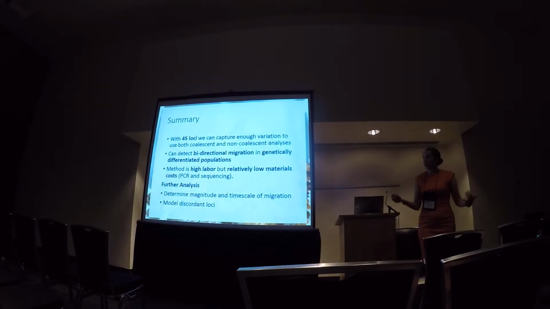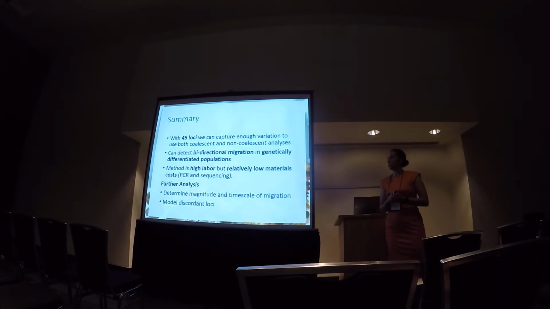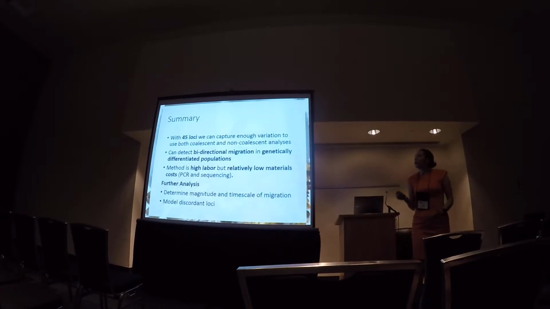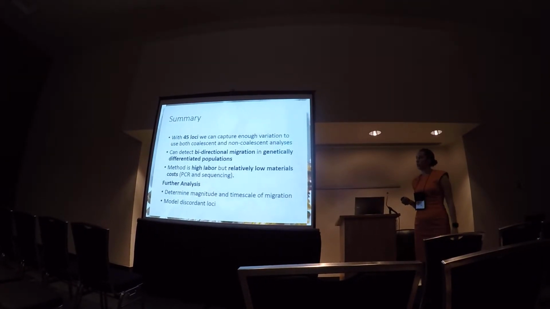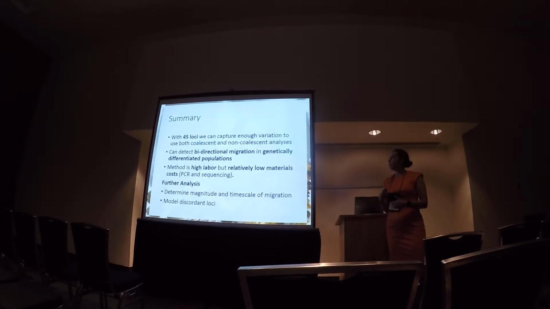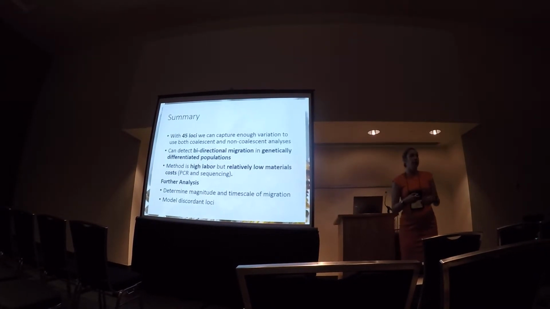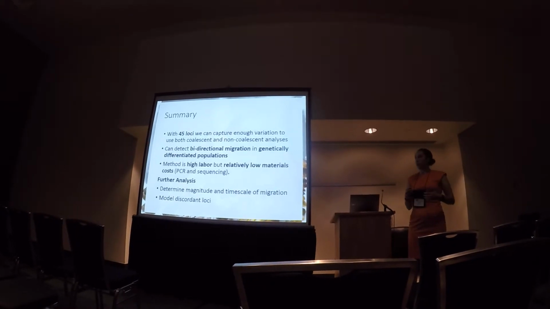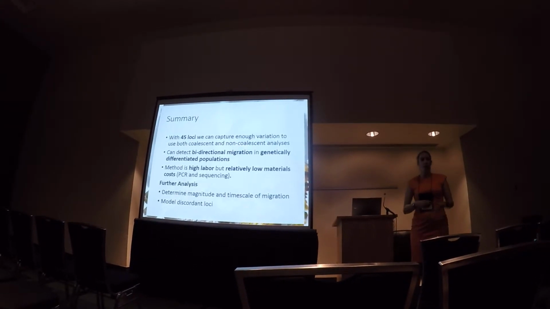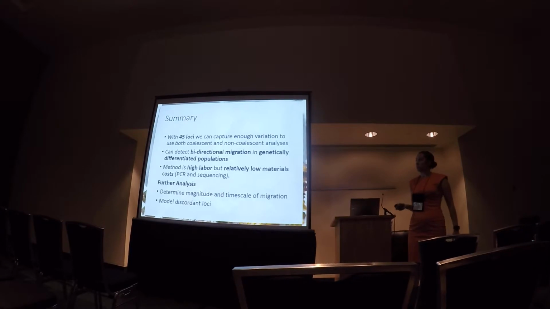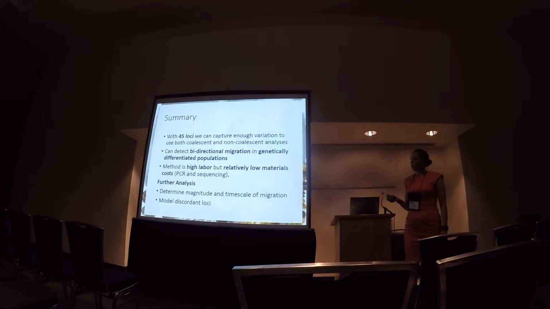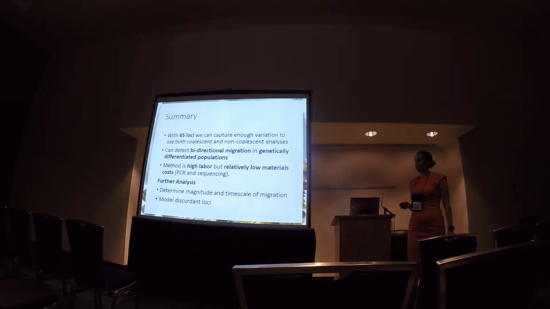So in summary, what we see is that with 45 loci, we are capturing enough variation to use both the more traditional coalescent analyses and then also some of the larger clustering techniques that come with RAD data or more widespread SNP data. And we are detecting this bidirectional migration in these differentiated populations.